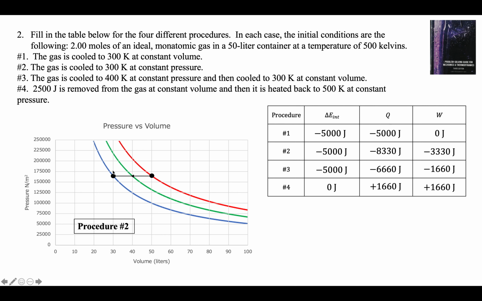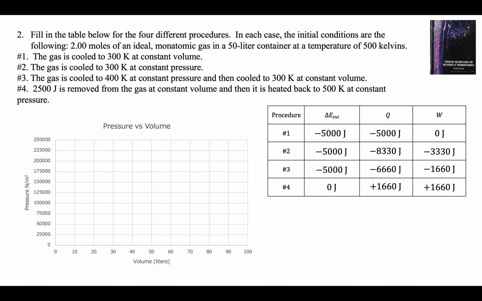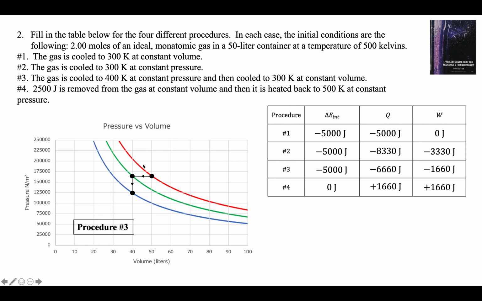We can calculate the work done, we know the volume change, we know the pressure, we can calculate delta E internal, Q, and W. Procedure number 3, we start out at 500, same place. We go to 400 at constant pressure, then we drop straight down to 300 at constant volume. So that's what this looks like. 500, 400, 300, and we look at the isotherms, and we can see it all makes sense. Work is done during this step, not that step. If we know P delta V, we can calculate the work done. And then we can get Q and delta E internal.